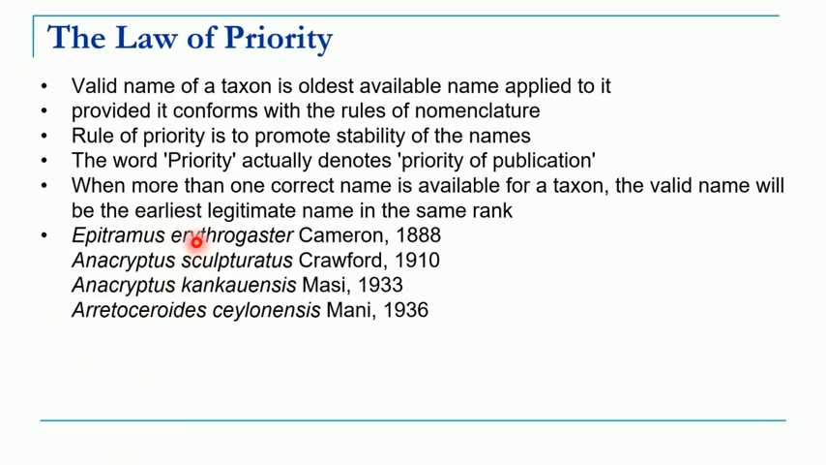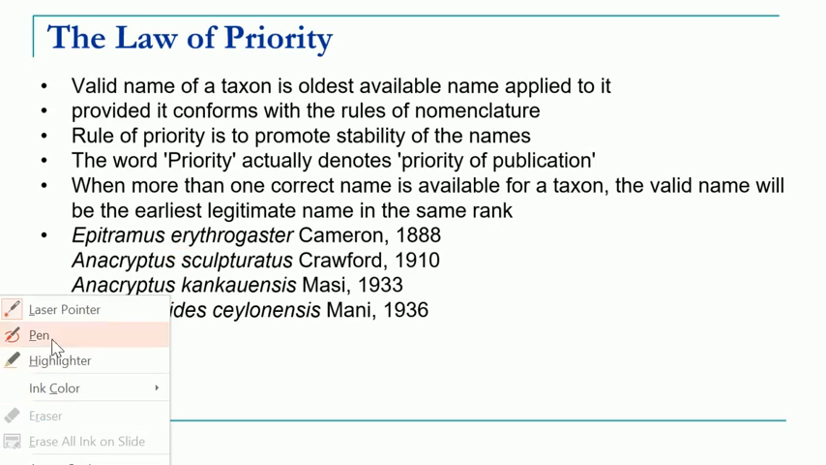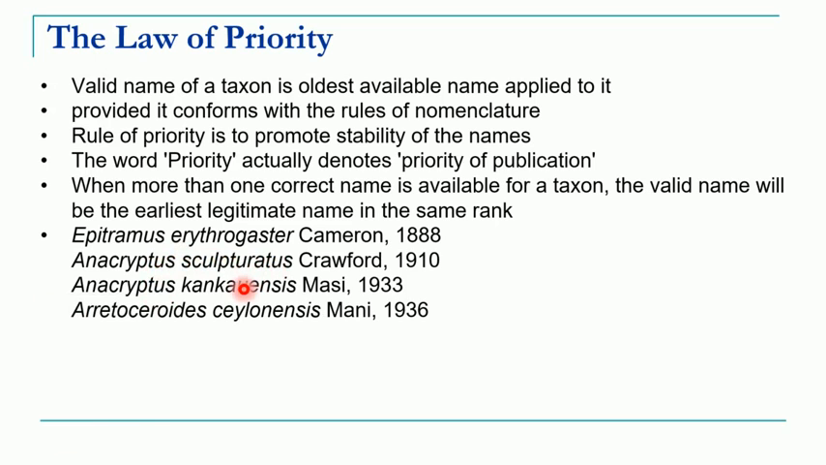Suppose a species of insect was identified and it was named Epitramus erythrogastrus by the scientist Cameron in the year 1988. Now suppose later on the same insect species was named by another scientist by another name, the same species was named by a third scientist by another name, and the same species was named by another scientist by some different name. So thus there is only a single species of insect, right? So there is a conflict now. One species is getting 4 names. So which name is to be accepted?